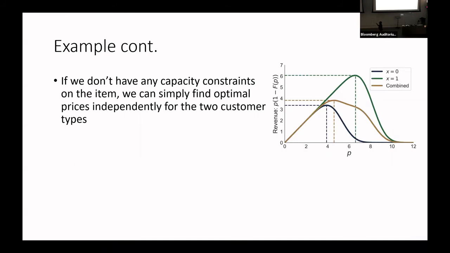So the optimal price for the blue group is 4. The optimal price for the green group is like 6.5. If I set just one price overall, then I would set a price around 4.25. Let's suppose I have unlimited copies of the item I want to sell. We're really going to talk about capacity constraints next time, but suppose you just had one copy of the item to sell.